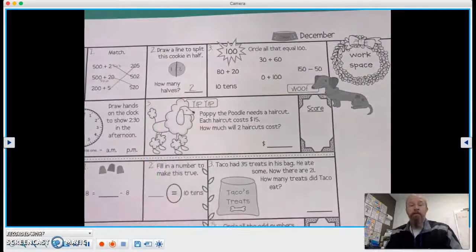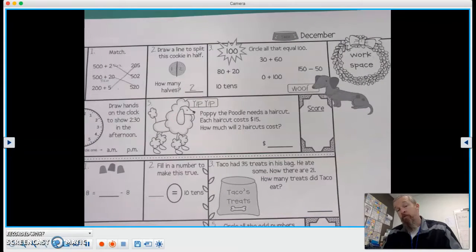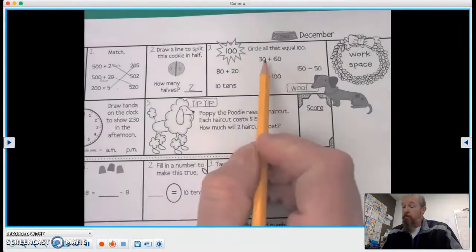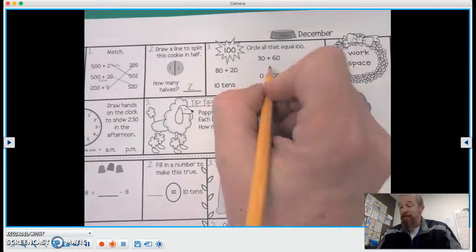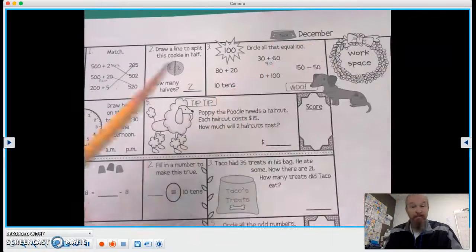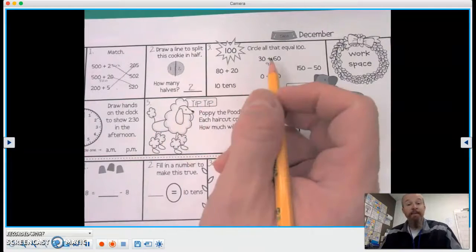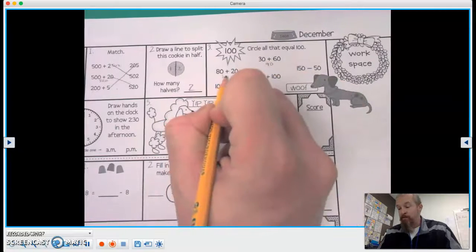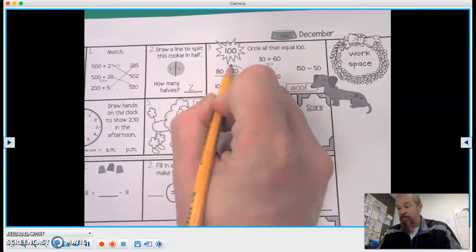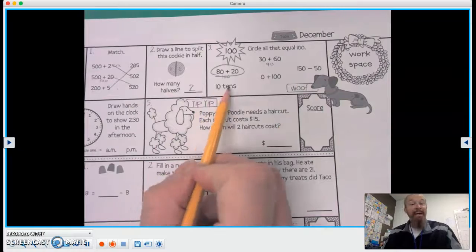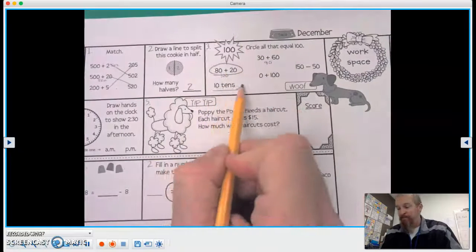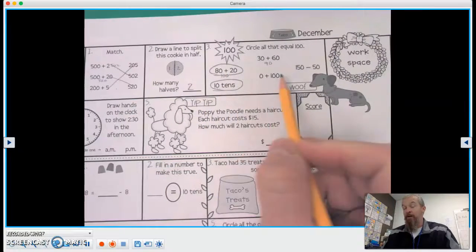100 is our magic number here today. So it says circle all that equal 100. 3 tens and 6 tens equals 9 tens. So that's not it. 8 tens plus 2 tens equals 10 tens. 10 tens. So this one is. Obviously that one is. 0 plus 100. Yep.